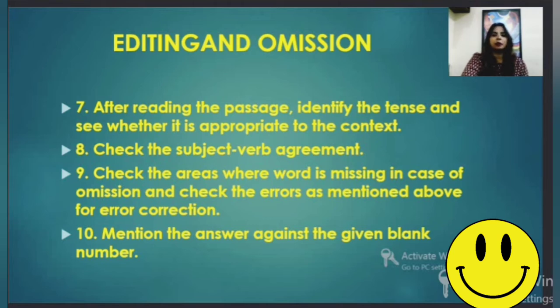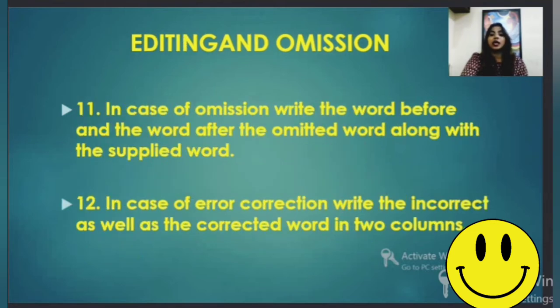So this is very important. The blank number should be correct. In order to provide the correct word, they should write down the correct word in the correct blank number on their answer sheet. If they won't do, then there are chances of losing marks. In case of omission, students should write the word before and the word after the omitted word along with the supplied word. So this is also very important. In case students are not practiced to do this, they will tend to lose marks in their board paper.